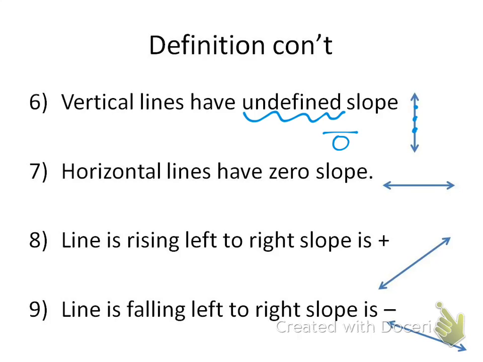Horizontal lines are similar. When you graph these, they would all have the same y value. If you subtract the same number on top, you get a 0 on top. 0 divided by anything is 0. So that's why one's undefined and one's 0. It just depends if your x's are the same or your y's are the same. Now, that idea kind of confuses people.